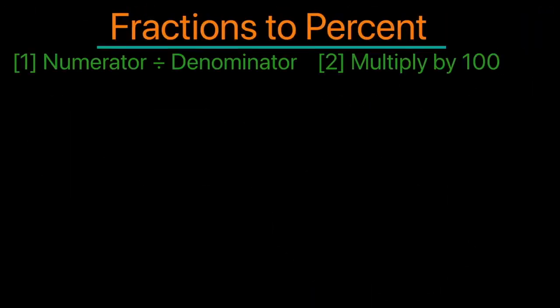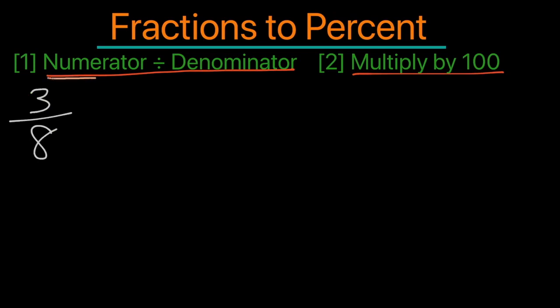In this video, I'll be going over how to convert fractions to percent. The two steps that you need to follow are, number 1, numerator divided by the denominator, and then after that, multiply by 100. Here is an example. 3/8.